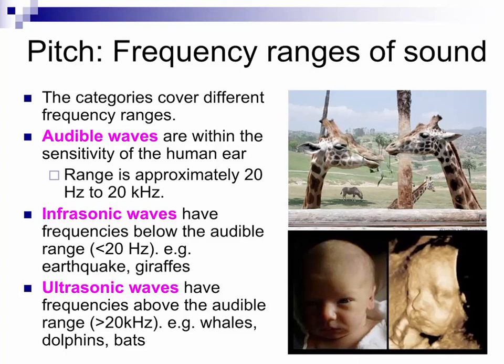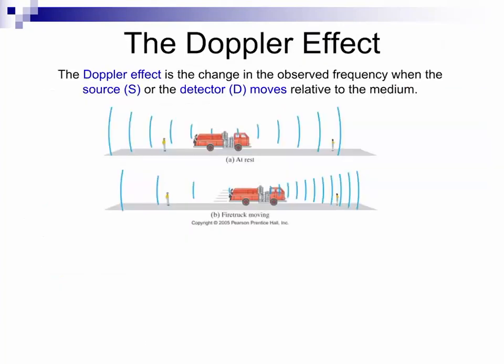But sometimes the frequency can change depending on whether the observer, us, or the source is moving. That phenomenon, where the frequency changes relative to the motion of the observer or the source, is called the Doppler effect. The Doppler effect says that the frequency will change when the source of the sound, or the receiver or detector, moves relative to the medium.